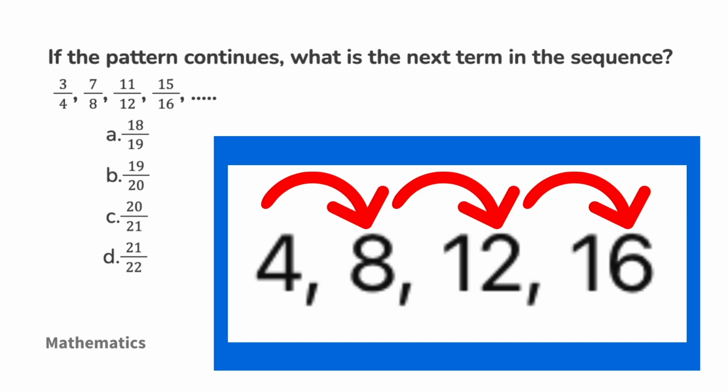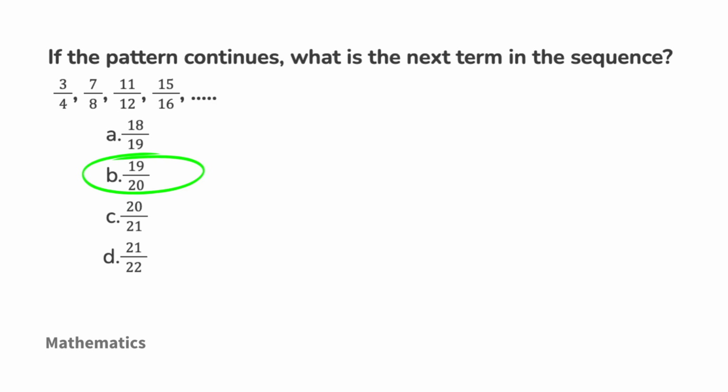Now we've found the pattern, and we can recognize that the next term in the sequence will be 19 over 20. Is that what you got too? Great. All right, let's keep it moving.